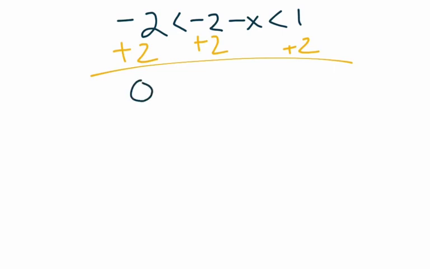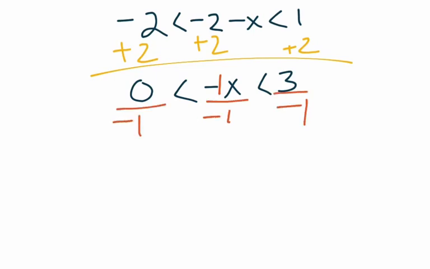Negative 2 plus 2 is 0. Please don't panic at the 0. 0 is like a real thing. This leaves us with a negative x, and then 1 plus 2 is 3. Now, this is a negative 1x, and of course, we don't want a negative 1x. We want a positive x, and so I can get there by dividing by negative 1.